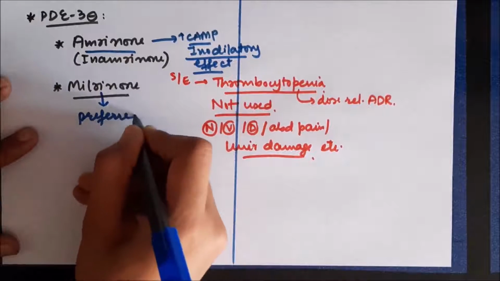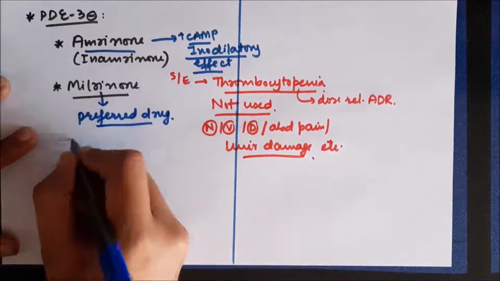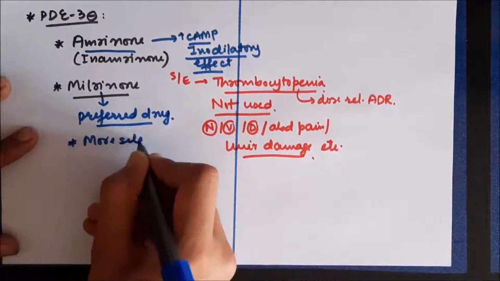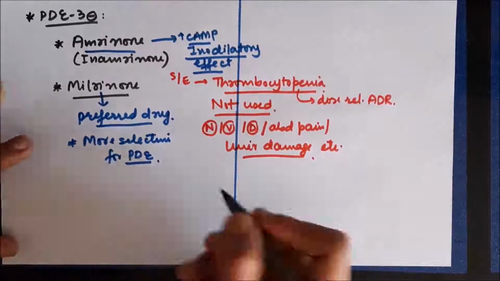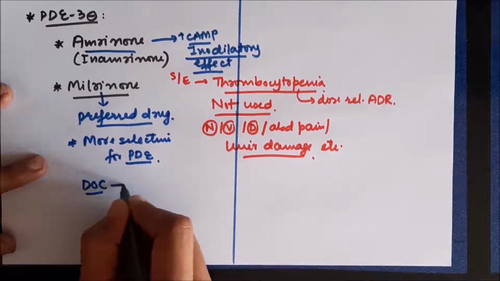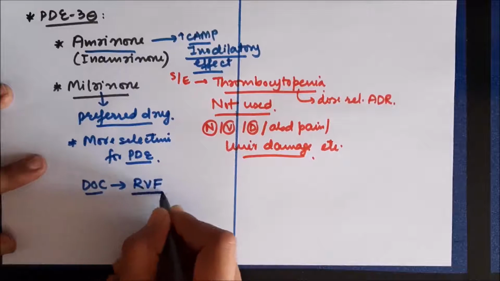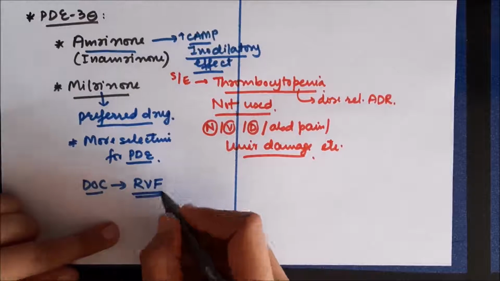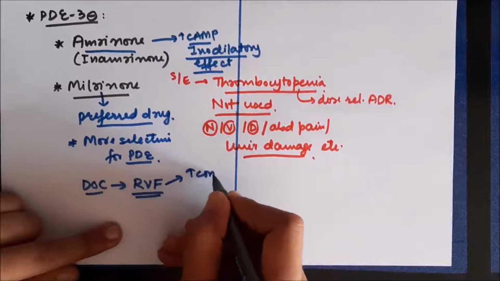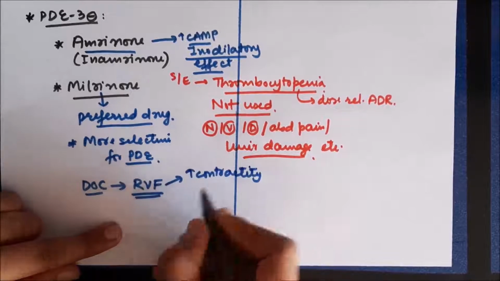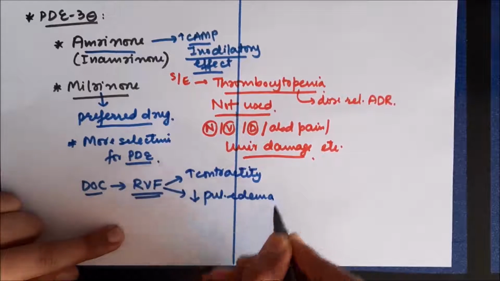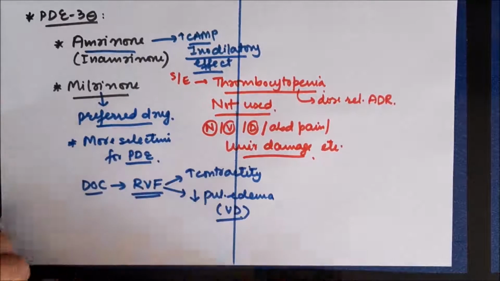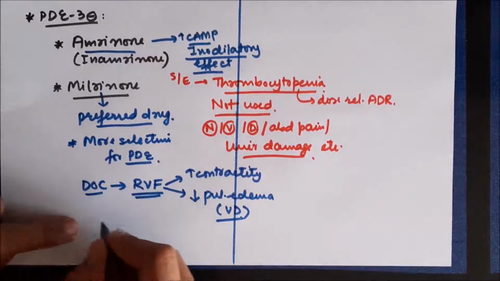Milrinone is the preferred drug of this class. The reason is because it's more specific for the enzyme phosphodiesterase, and it has fewer side effects as compared to amrinone. Milrinone is the drug of choice in right ventricular failure, because it will increase the contractility of the right ventricle, which is a required effect, and it will also cause vasodilation. So because of vasodilation, it will decrease the pulmonary edema in this case. So it's the drug of choice in right ventricular failure.